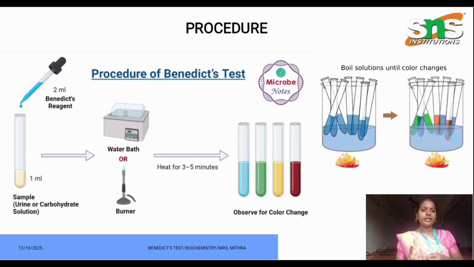So if reducing sugar is present, the color changes from blue to green, and this green further changes into yellow, and that yellow leads to the final brick red precipitate. So if the solution has reducing sugar, the color changes from blue to red. If the sample solution does not have sugar, it remains blue, and no red precipitate will form. So boil the solution according to the color changes of the solution. Samples will vary from red, green, yellow or blue.